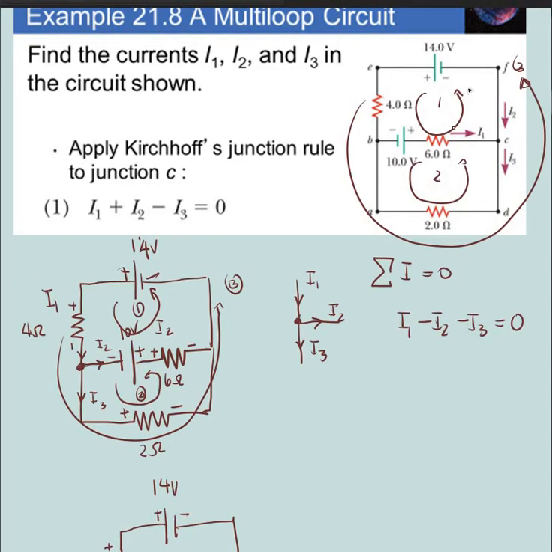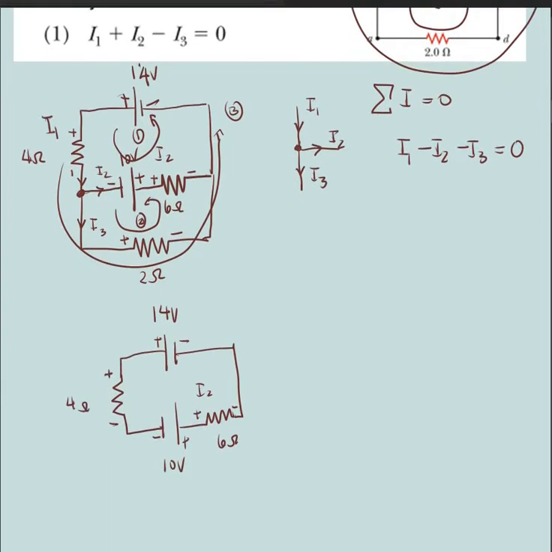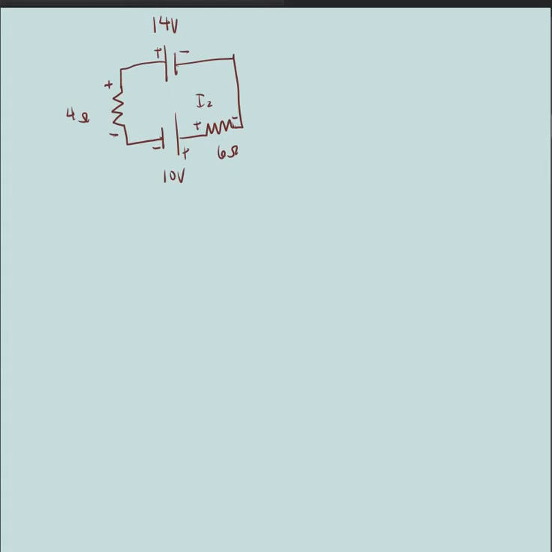So we only took all the devices that are labeled in loop 1, and whatever is not there, which is this one alone, we leave this one alone. So here's our circuit. The first thing we're going to do is use the rule of loops. It basically says that the sum of the potentials is equal to 0.